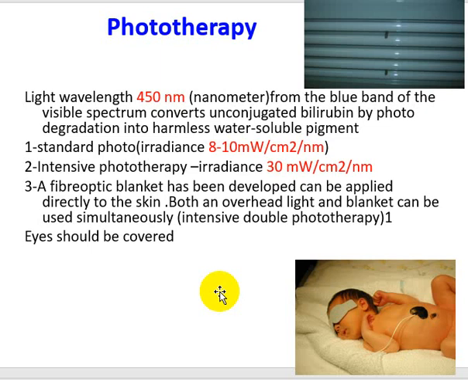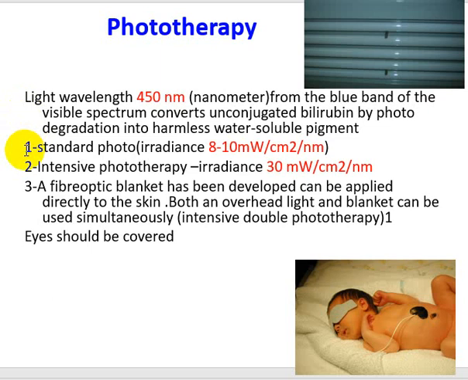Phototherapy is a light of wavelength 450 nanometers from the blue band. It converts unconjugated bilirubin by photodegradation into a harmless water-soluble pigment. There are 2 types, or really 3 types, of phototherapy according to its intensity.